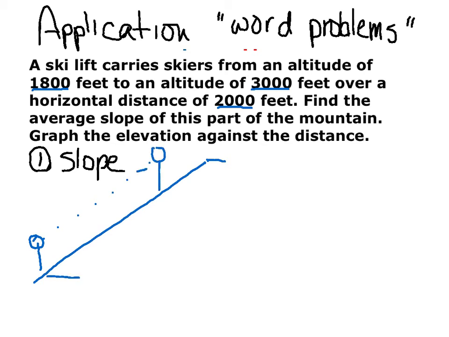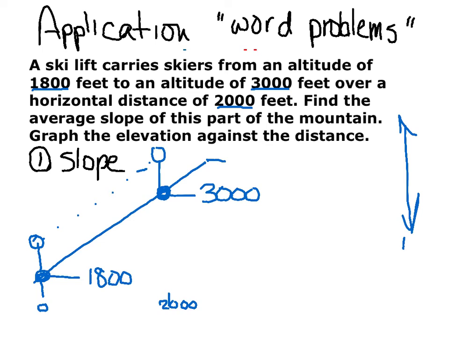Okay, my altitude here is 1,800 feet. My altitude here is 3,000 feet. Horizontal distance, 0 to 2,000 feet. Okay, I have 2 points. I need the slope. Change in y over change in x. Still, y goes up and down, x goes left and right.